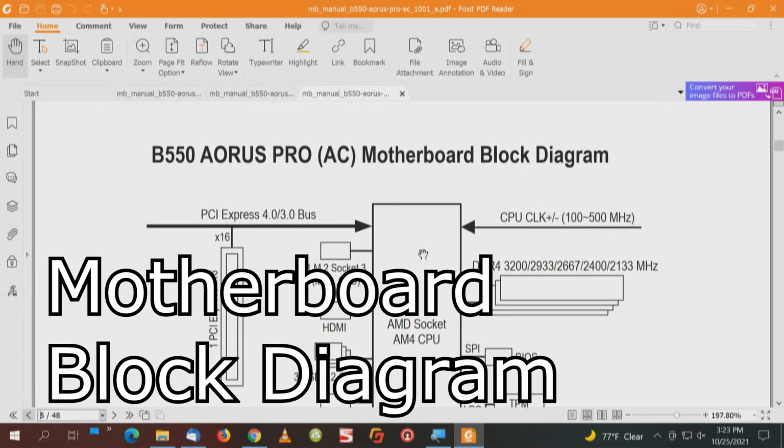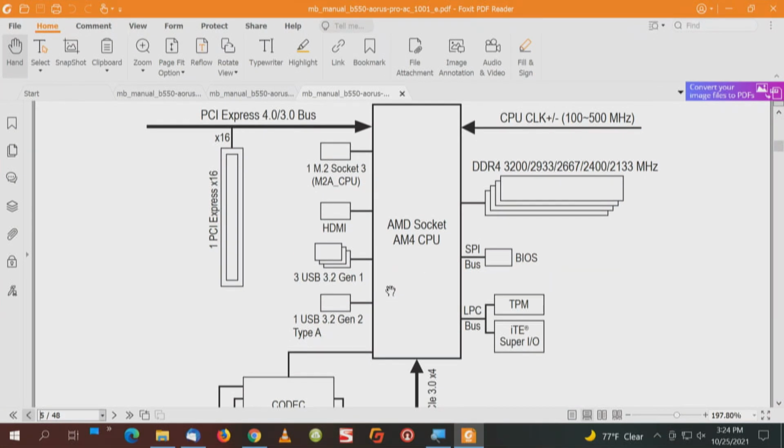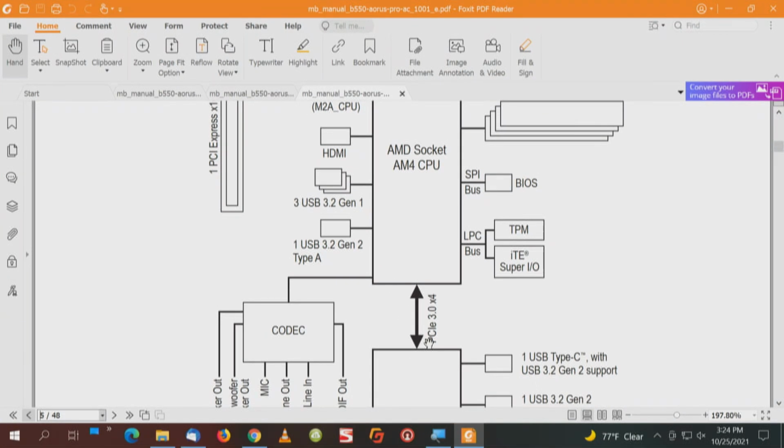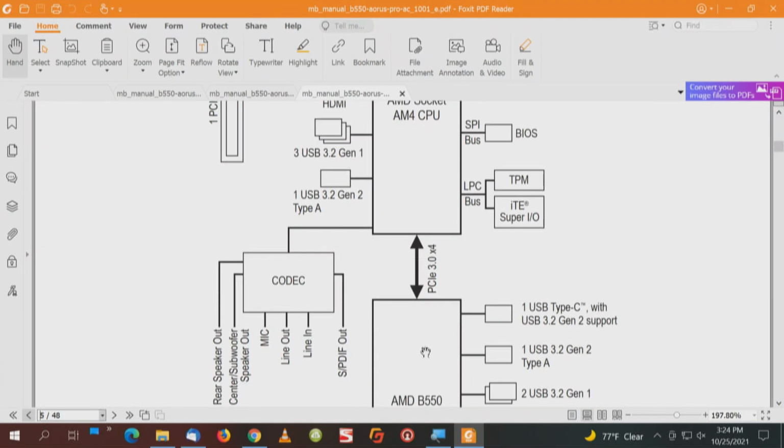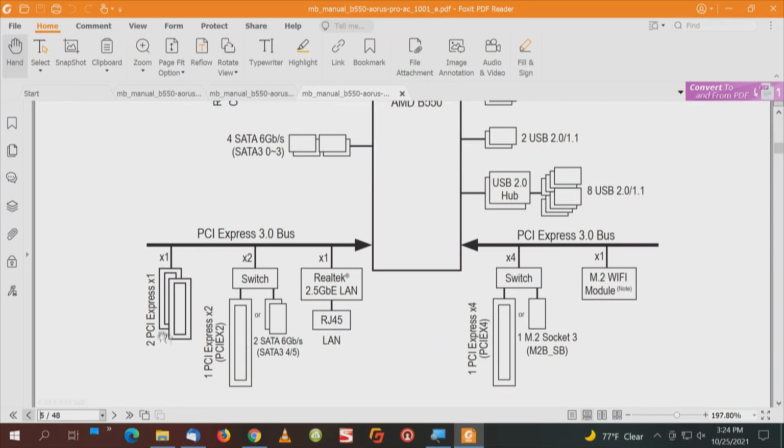What goes to the CPU as PCI Express 4.0? We have one dedicated 16-lane slot. We have one dedicated M.2 connector, which is M2A underscore CPU. Okay, anything else through the chipset is going to be PCI Express 3, 4 lanes. So that's the pipeline. And we have, looky here, PCI Express 3.0. We have 2 PCI Express by 1 slots, or we have 1 PCI Express by 2 and 2 SATA ports.